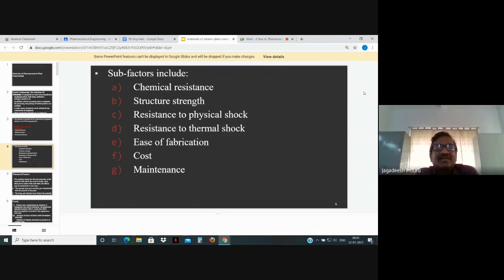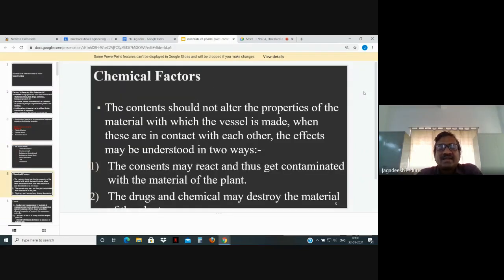Some of the other factors include structure strength, resistance to physical shock, resistance to thermal shock, ease of fabrication, of course the cost which is the economic factor, and maintenance is another very important consideration we need to see, because we need to reuse our equipment every time by washing it and maintaining it. First we will be seeing chemical factors.